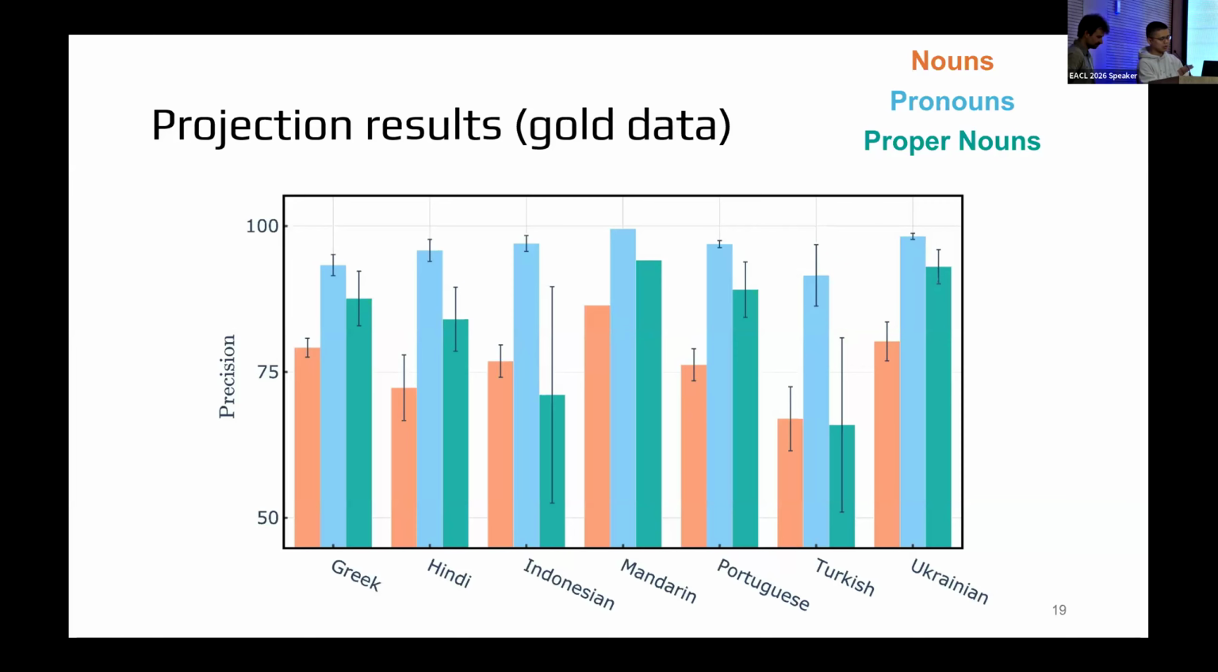But for nouns, there is lower precision, and this is especially true for Hindi and Turkish. We can see that the orange bar drops, and this could be because of the word order. For Hindi and Turkish, it's SOV. So maybe it has something to do with the word order.